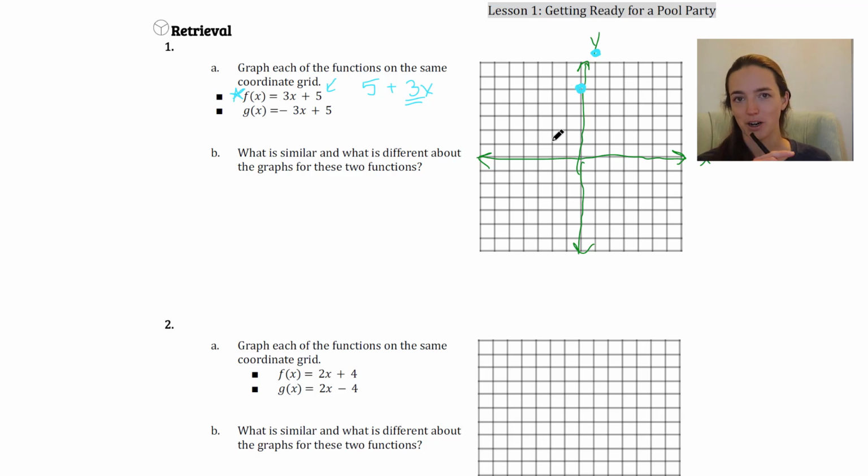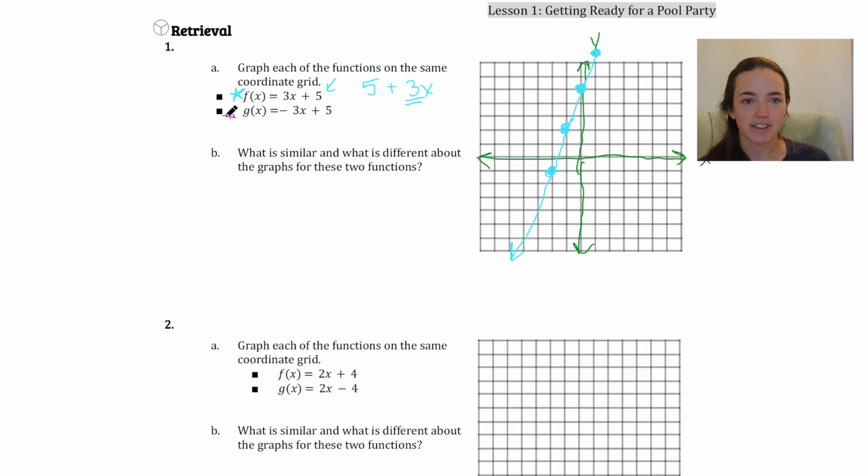But maybe we could just go backwards to get the full idea of this line. Like if we go back a step, we're going to go down 1, 2, 3. So there. Back a step, down 1, 2, 3. So you can kind of extend the pattern backwards. And then I'm going to do a line to connect those, something like that.